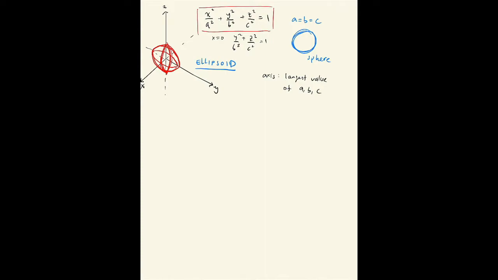The largest value is the long one. It can be long in Z or Y or X, right? The longer one has the greater value. So for example, if C is greater than A and B, it will stretch along Z. No, this is just for x equals 0. You also need to do y equals 0 and z equals 0. So you have three outlines, and you need to complete the drawing. You need to combine all the outlines. And then you have something like a rugby ball, an American football.